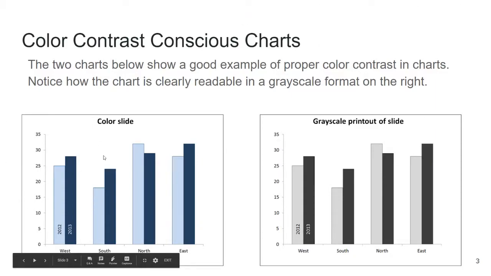Talking a little bit more about the color contrast. The two charts below show a good example of color contrast well executed. The chart on the left here has a baby blue and a dark blue, but because it's light and dark, it shows up great in grayscale. So that's a good example.